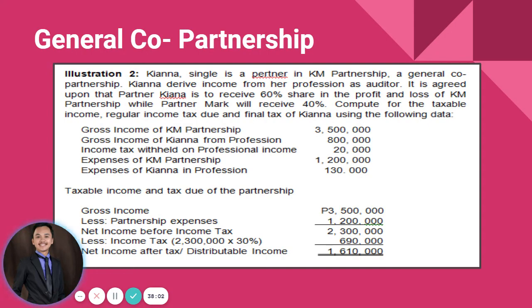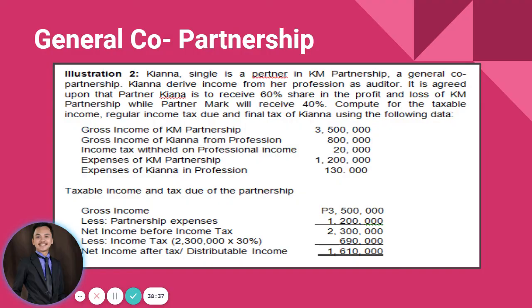Okay, so we have here an illustration. Kiana, single, is a partner in KM partnership, a general co-partnership. Kiana derived income from her profession as auditor. It is agreed upon that partner Kiana is to receive 60% share in the profit and loss of KM partnership, while partner Mark will receive 40%. Compute for the taxable income, regular income tax due, and final tax of Kiana using the following data.